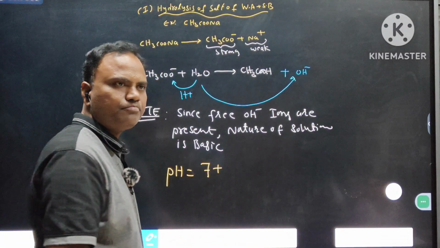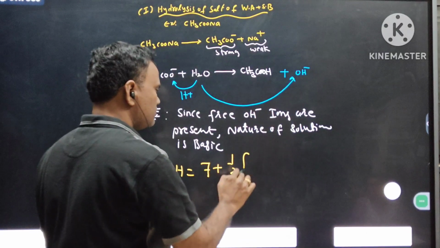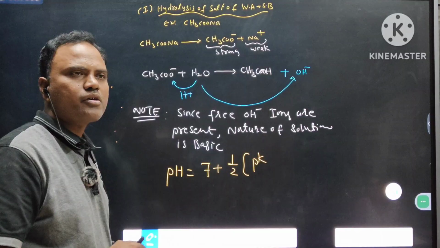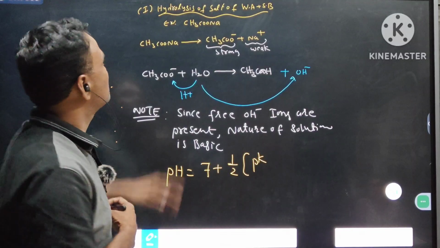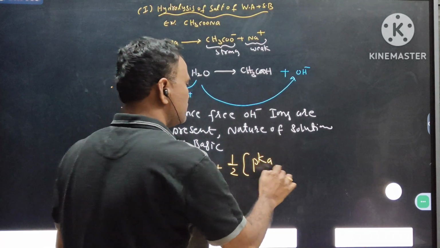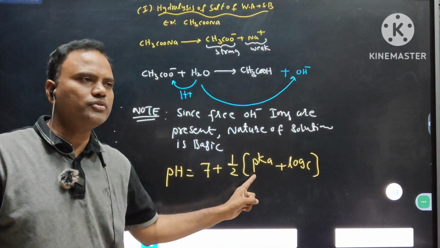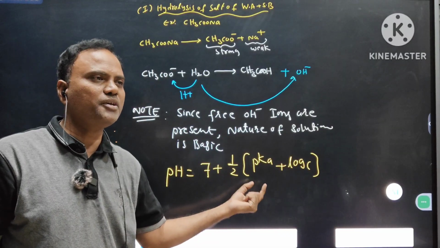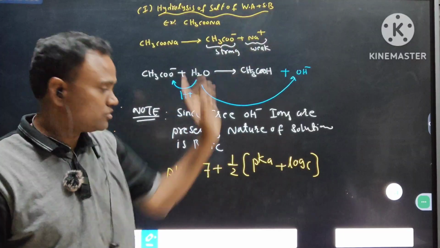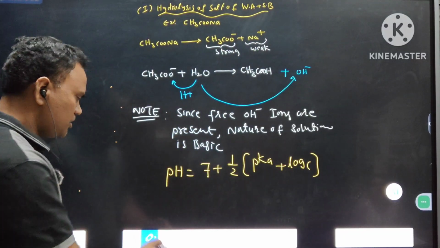7 plus 1 by 2. Which is weak here? In this case, the weak acid. So take that dissociation constant only, plus log C. Here also you may get confused. Sometimes you will try to take pKb, but take the dissociation constant of whichever is weak in the given mixture. Okay, put it in the box.